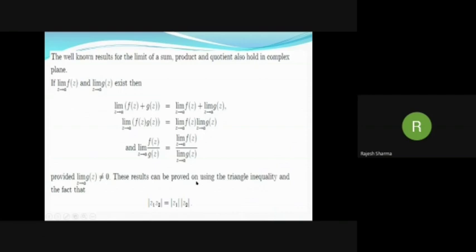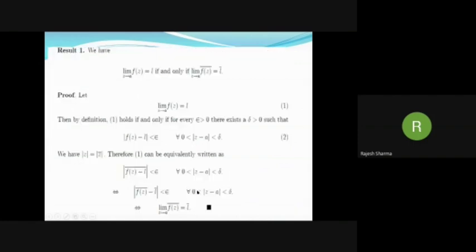These results can be proved using the triangle inequality and the fact that mod z1 z2 is equal to mod z1 mod z2. We now study some elementary facts about the limit. This first fact: limit z approaches a f(z) is equal to L if and only if limit z approaches a of the conjugate of f(z) is equal to the conjugate of L.